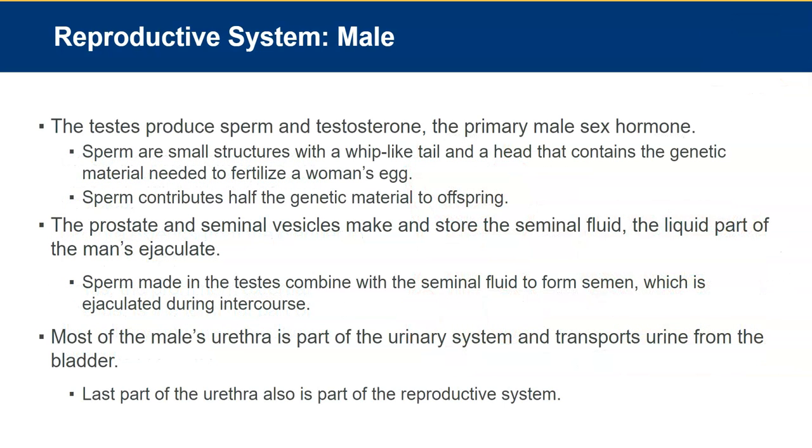The testes will produce that sex hormone testosterone, the primary male sex hormone, but they also produce sperm. Sperm are unique cells that only have half of the genetic material, and when during sex they perhaps form a union with the egg from the female, then we're back up to a full complement of chromosomes.